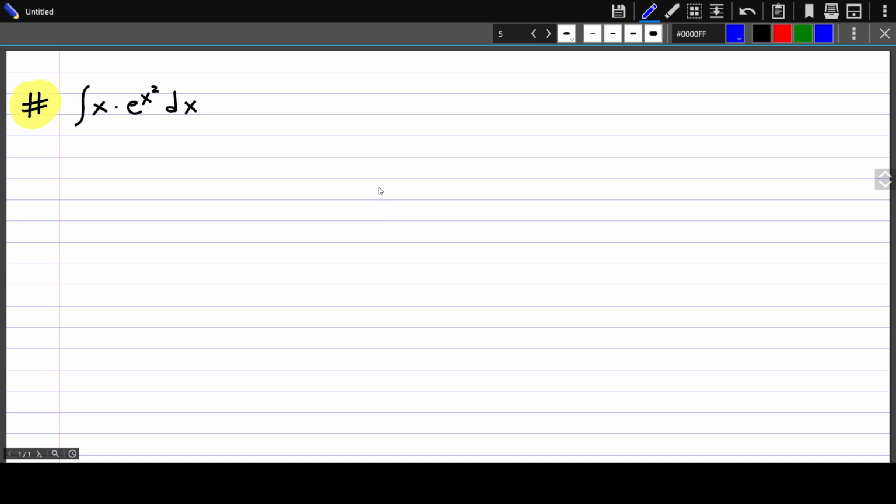Let's check this integral. So, an idea to solve this integral is to see what bothers us the most. What bothers us the most is this thing over here. So a good idea would be to let u be equal to x squared.